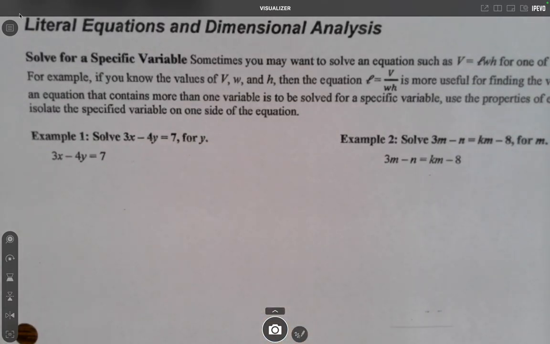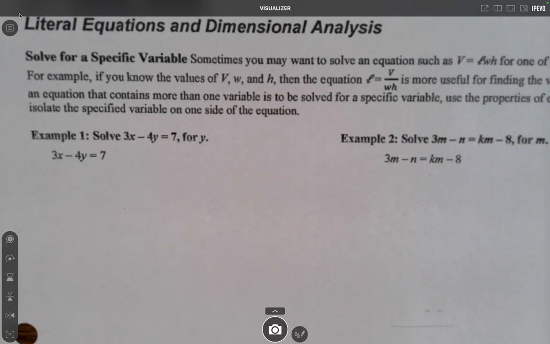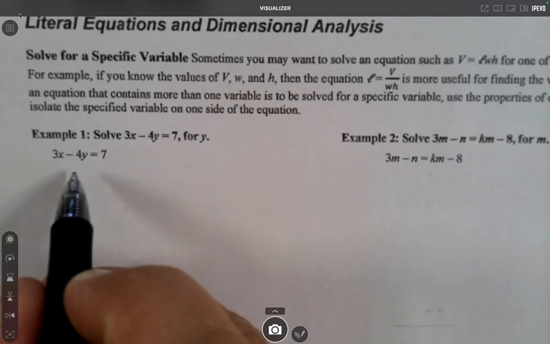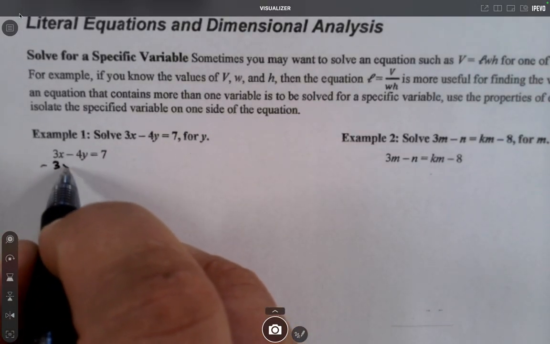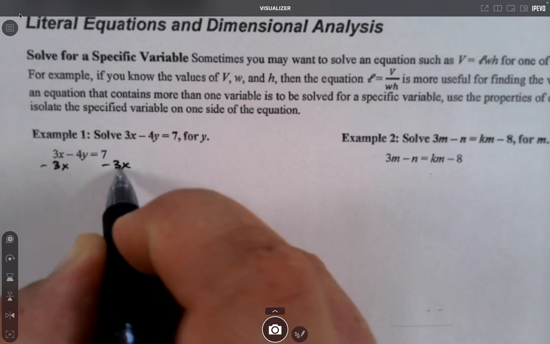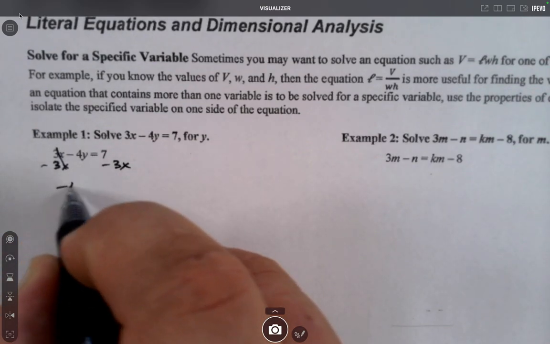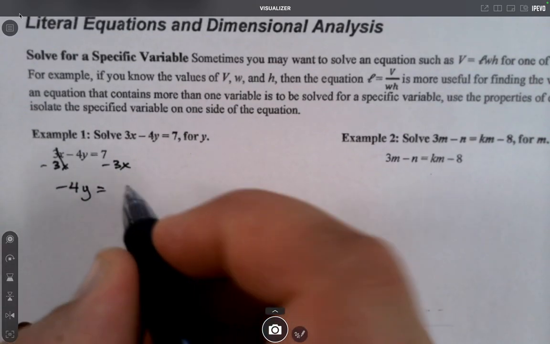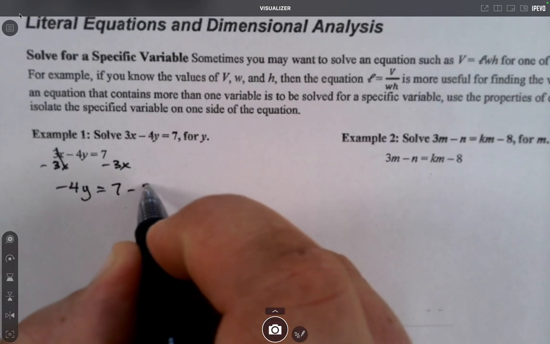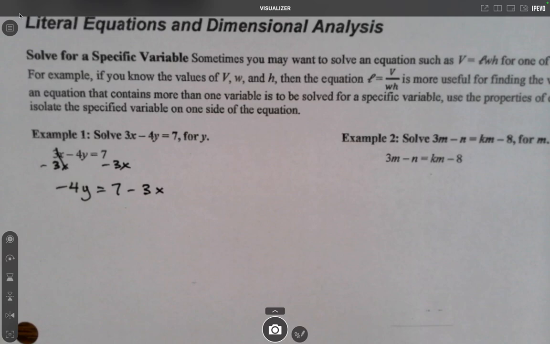Now, there's more than one way you can approach these, so there's more than one form of the answer to be correct, and I'll know that on a quiz or a test. But I'm just going to keep the y where it is, and I'm going to subtract the 3x from it. Now, I can't combine these two because they're not like terms, so I just write it as 7 minus 3x.